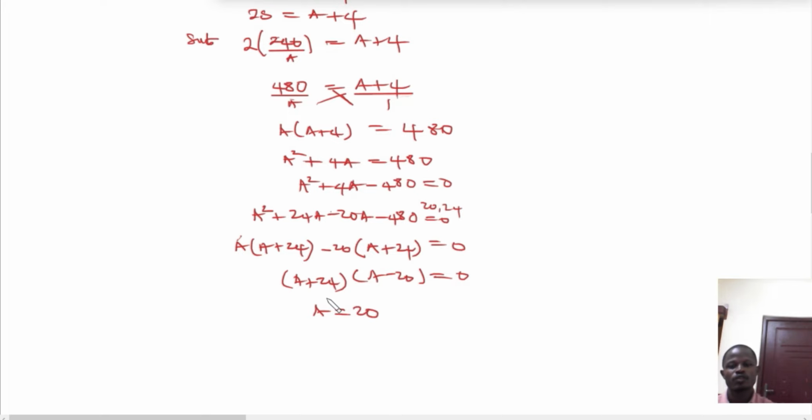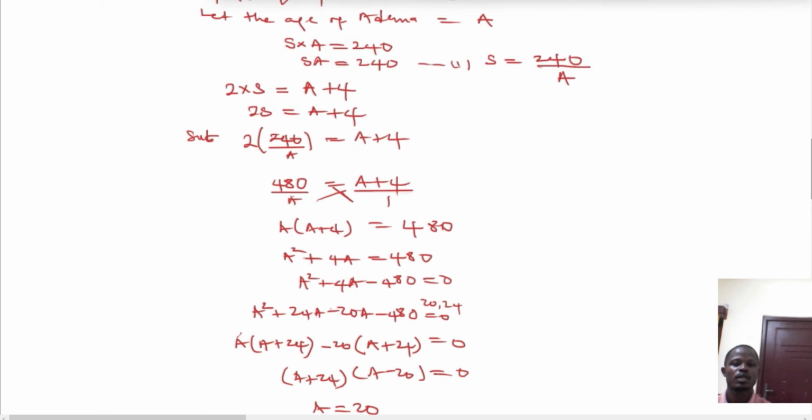So our A is equal to 20. The other value of A is minus 24, but in this case we are not going to use the negative value. So we just choose the positive value, which is A equals 20. So that will be Adama's age, but in this question, we have to find Sarah's age. Sarah's age, which we represented as S, from the equation we made S the subject, is equal to 240 upon A.